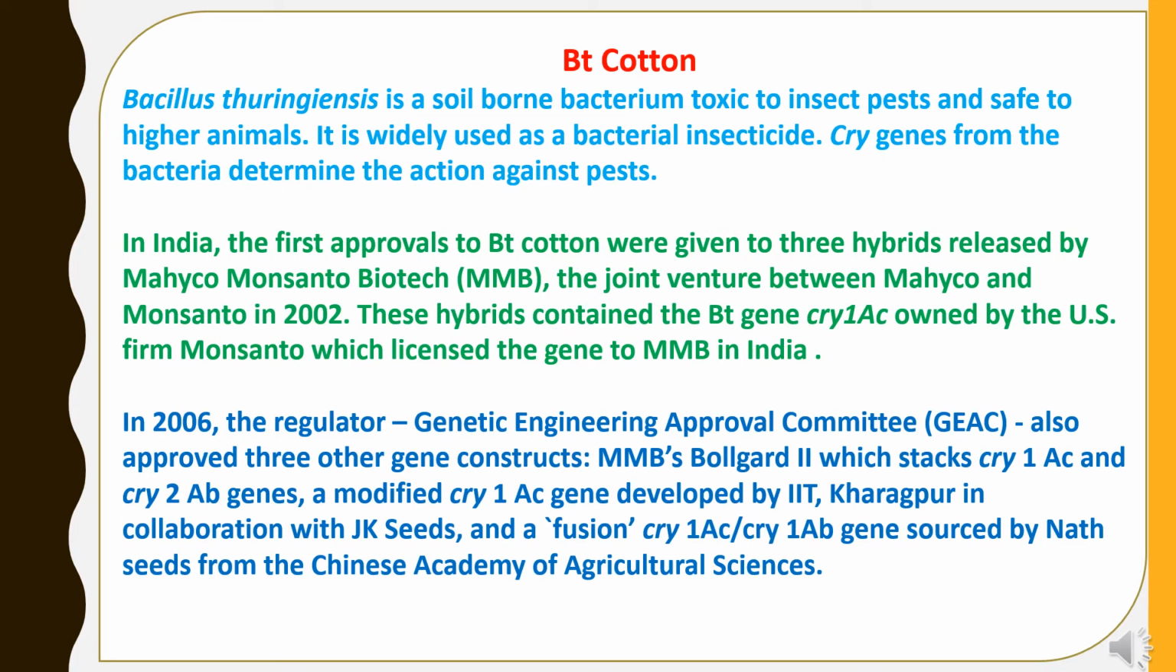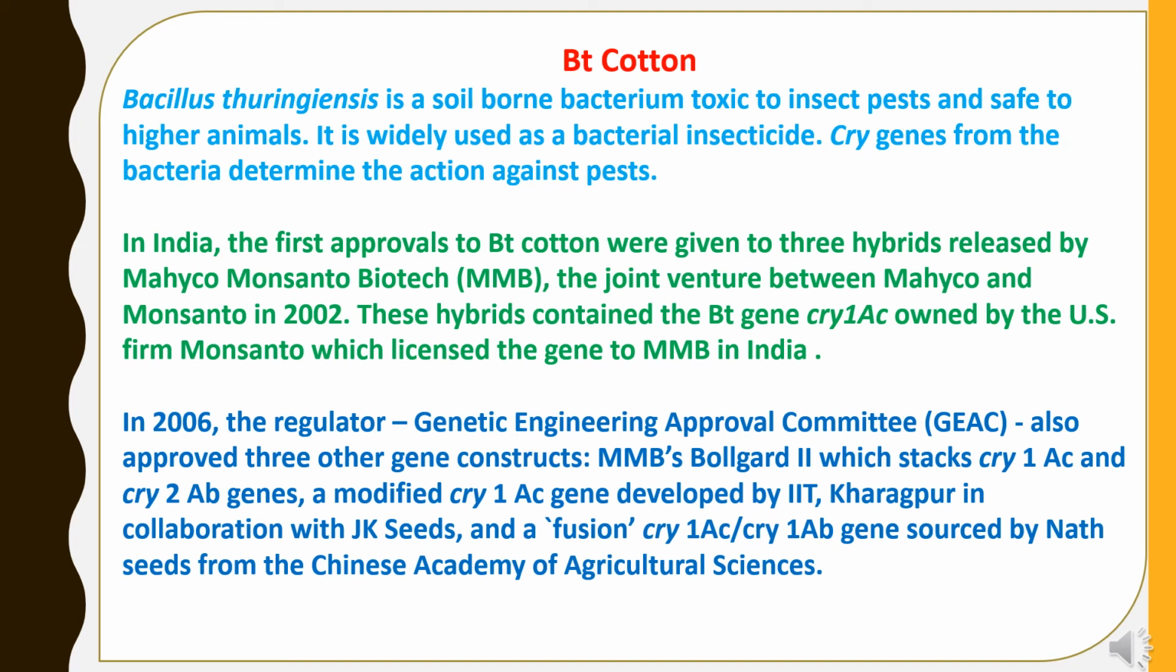In BT cotton development, the bacterium Bacillus thuringiensis was used. Bacillus thuringiensis is a soil-borne bacterium which is toxic to insect pests and safe for higher animals. It is widely used as a bacterial insecticide. Cry genes from the bacteria determine the action against pests.